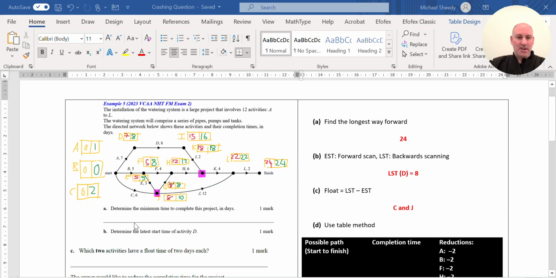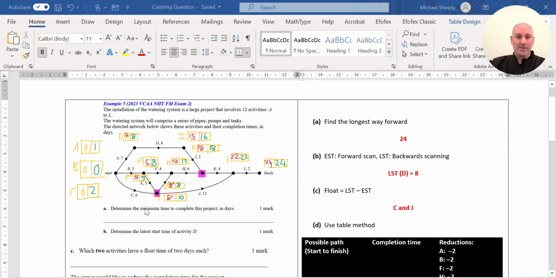days each. Examining all of these double boxes here, I can see activity C, the difference between the EST and the LST is 2, so the float time is 2, and also for activity J, the EST is 8, LST is 10, so the float time is 2.